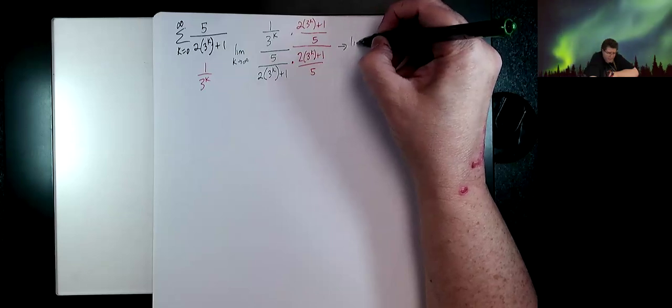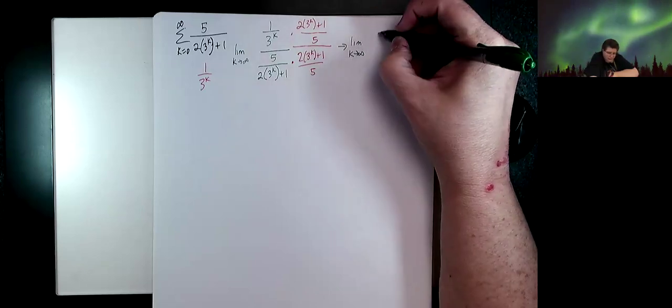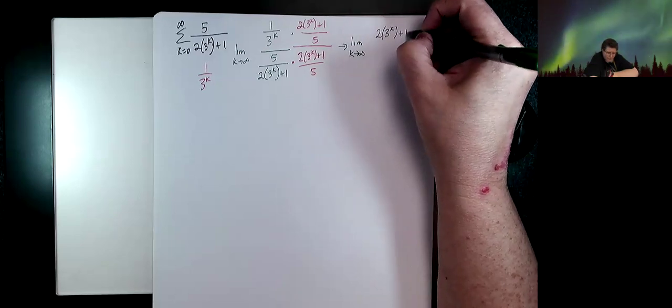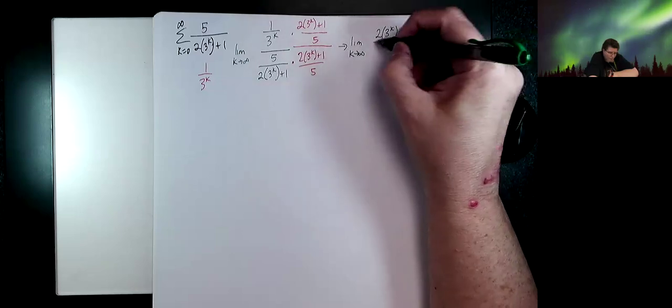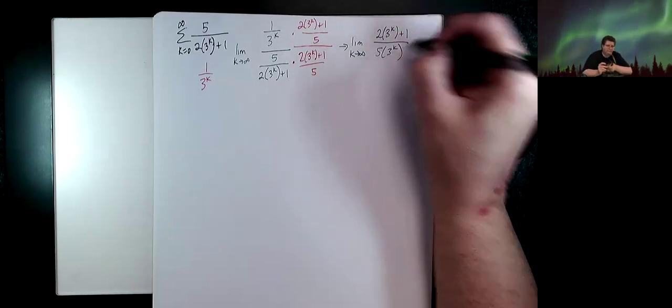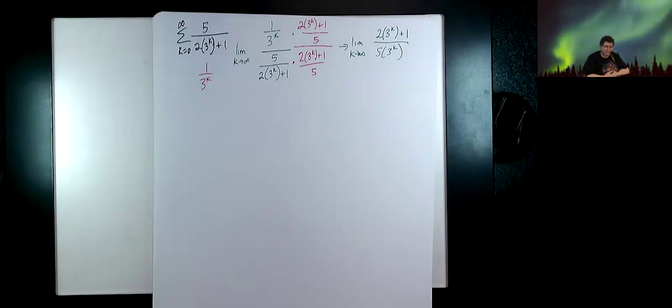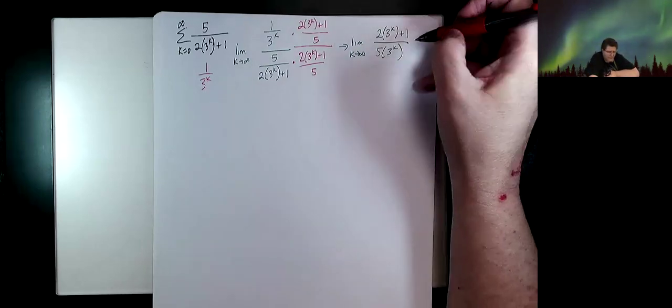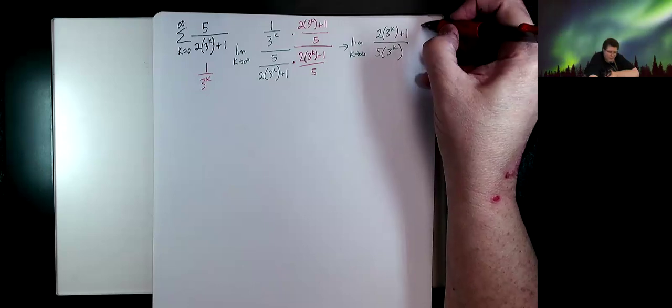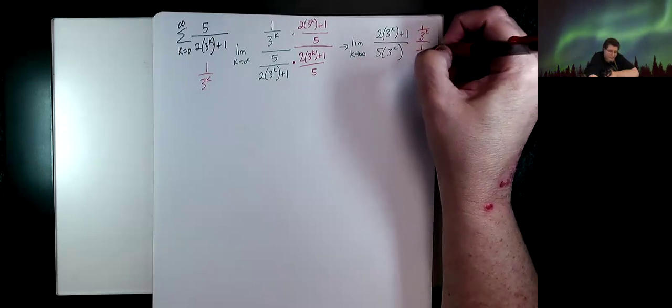And we get the limit as K goes to infinity of 2 times 3 to the K plus 1 over 5 times 3 to the K. I guess we could have done it the other way. Yeah, it would have worked just fine the other way. I had in my head that I had to split this into 2 fractions, but that isn't necessary. 3 to the K is not 0, which means we can multiply top and bottom by 1/3 to the K at this point.